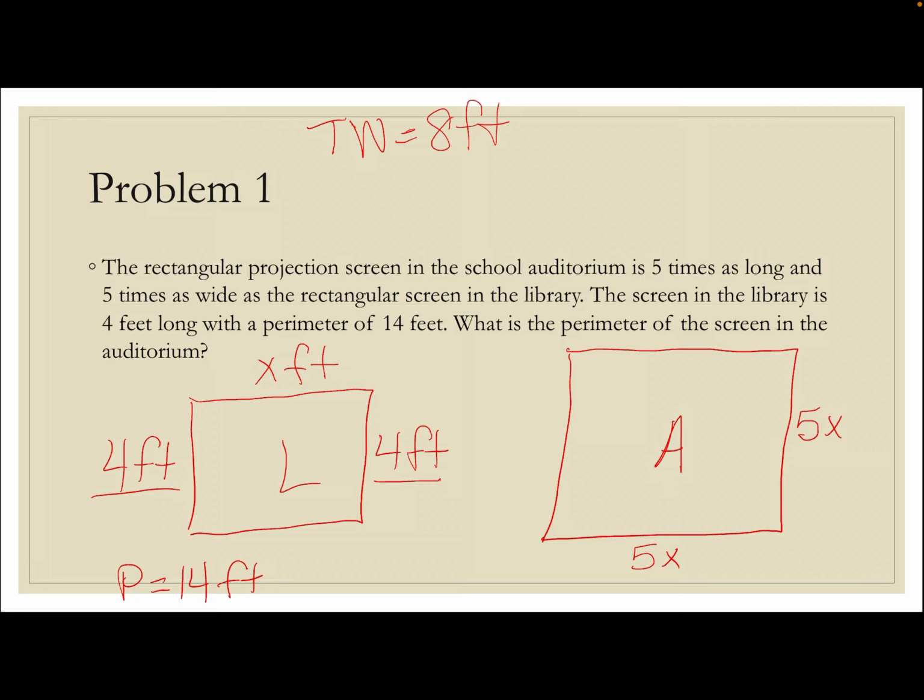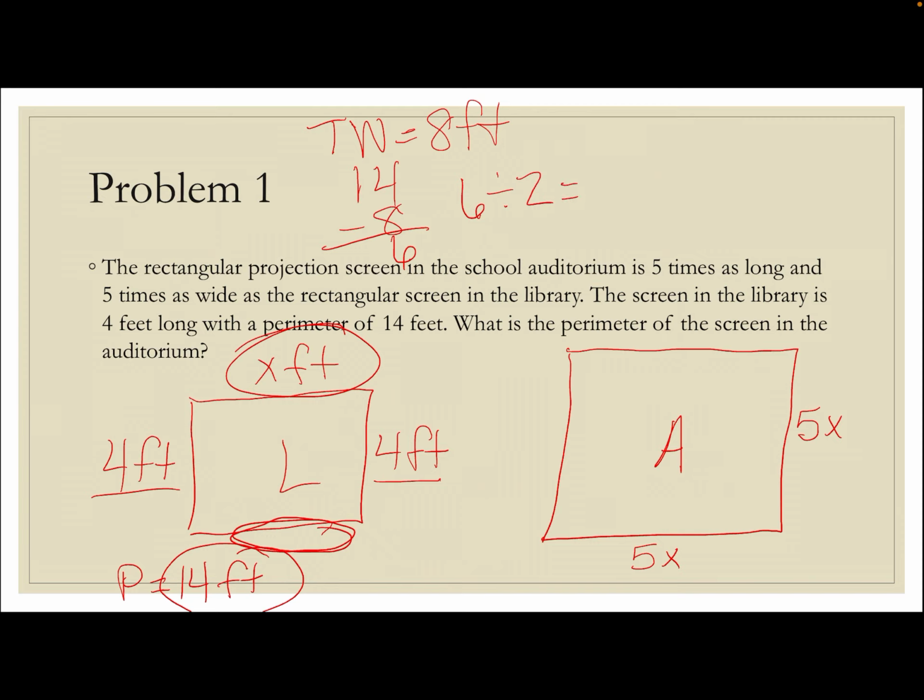In order to figure out what the length is, we are going to have to subtract from our perimeter. Remember, perimeter is when you add all the sides together. So if we already have 2 of the sides, we can subtract that from the perimeter. So 14 minus 8, that's going to give us 6. But we're not done because we have a top and a bottom. So we've got to take that 6 and divide it by 2. And when we do that, we get 3 feet.